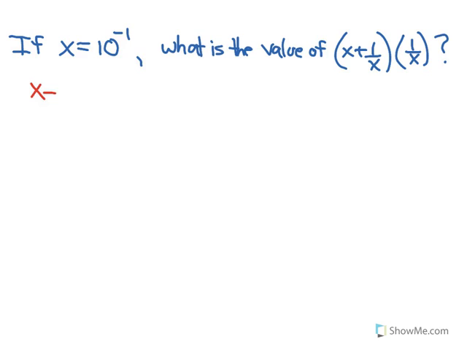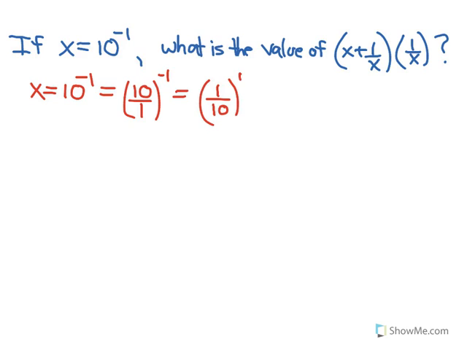So when I say x equals 10 to the negative 1, if we remember our exponent rules, this is like 10 over 1. We don't usually write that to the negative 1. And whenever we want to make a negative exponent positive, we just flip the base. So 10 over 1 is the base. If we flip that, the exponent becomes positive. So this is the same as 1 over 10 to the positive 1, which is just 1 over 10. Anything to the power of 1, we don't even have to write the power of 1. So 10 to the negative 1, you can flip it, it's just 1 over 10.